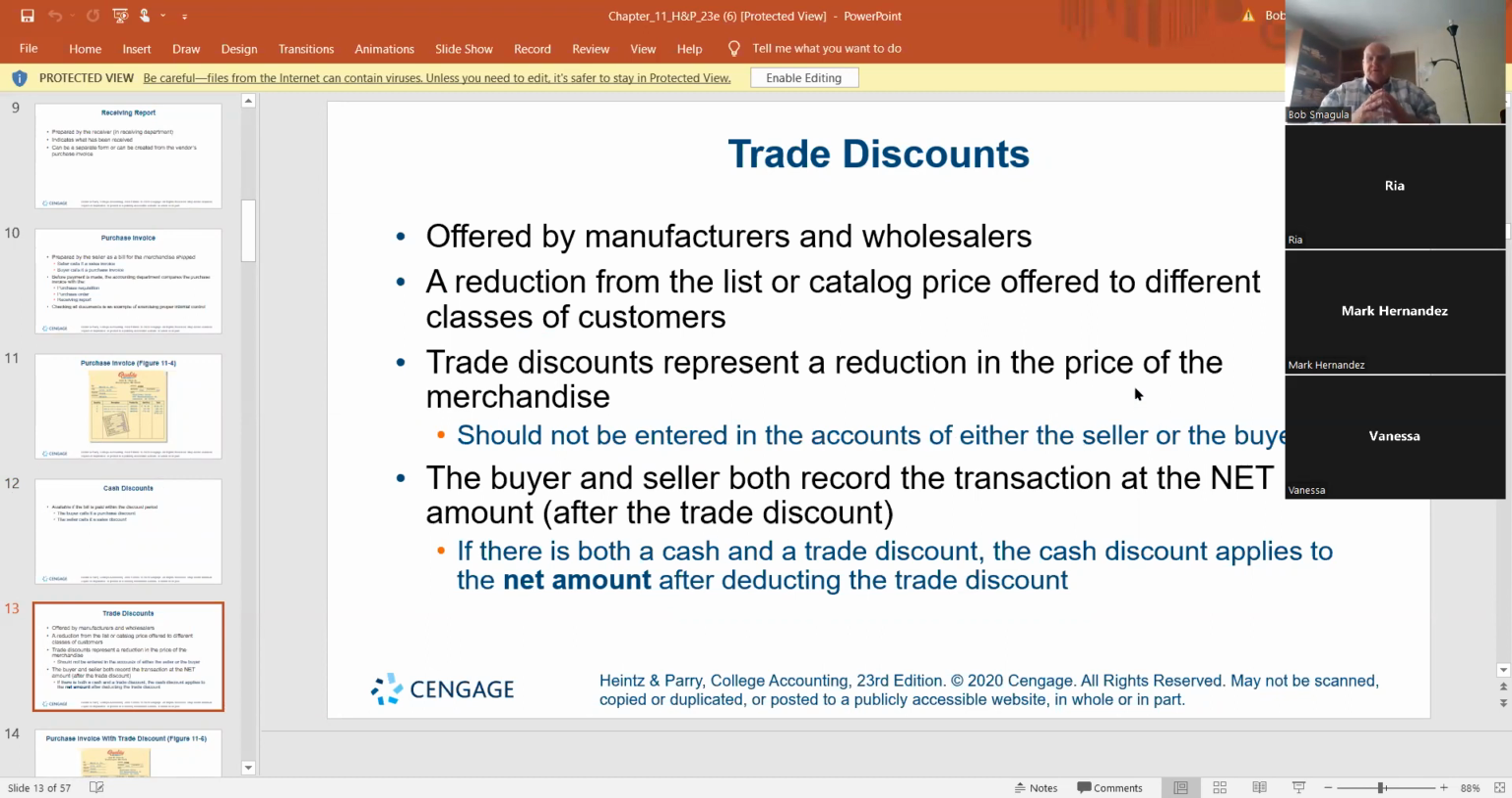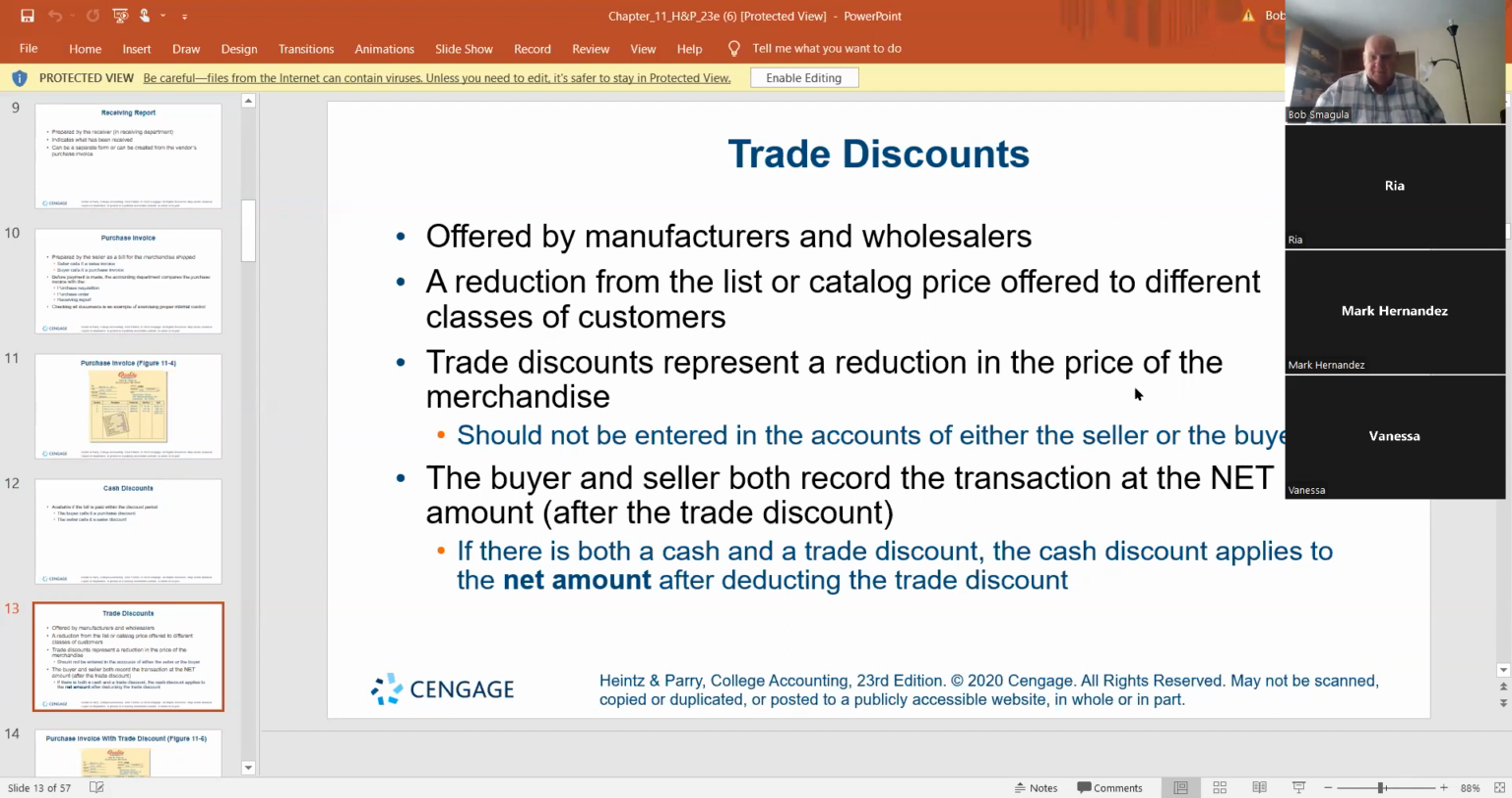In other words, you go into a store to buy a computer and you plan to spend $1,000, and you walk in there and you see that the computer is on sale for $800. Well, you don't record a $200 trade discount. You're going to start with the $800. That's what you bought, an $800 computer. The buyer and the seller both record the transaction at the net amount after the trade discount.